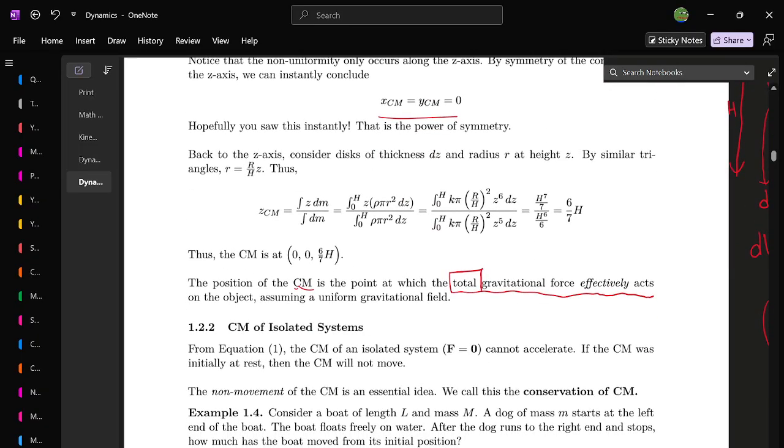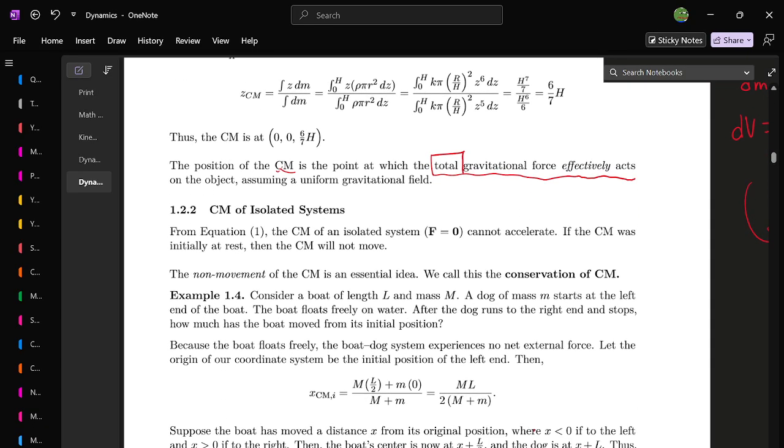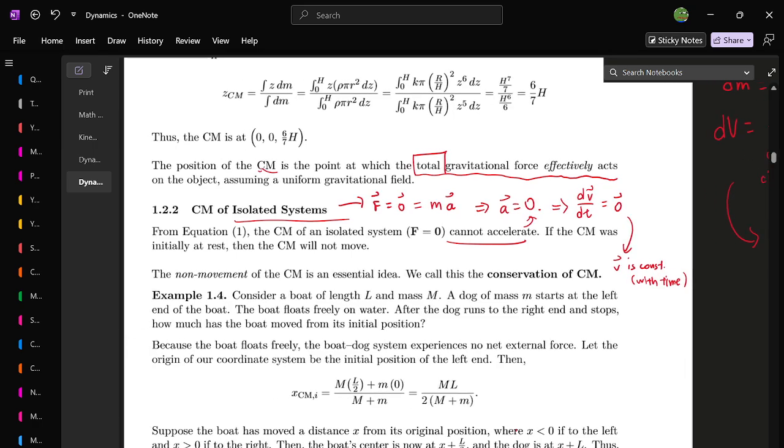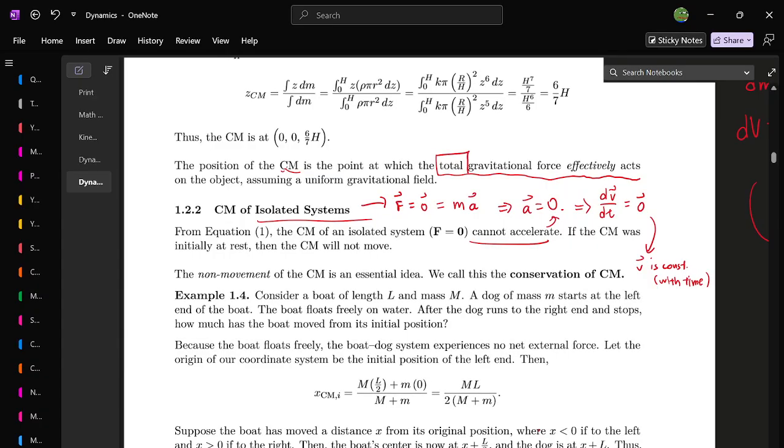So something that is perhaps more interesting about the CM is when we look at the CM of an isolated system. An isolated system just means F equals 0. So of course you have Newton's second law here. When F equals 0, this means that A equals 0, which means the CM does not accelerate. A equals 0 implies that dV/dt equals 0, which implies that V is constant with time. If your CM was initially at rest, if V is initially 0, then the CM will always have V equals 0, regardless of what the time is. We call this the conservation of CM, also referred to as the non-movement of the CM, which means the CM doesn't move.